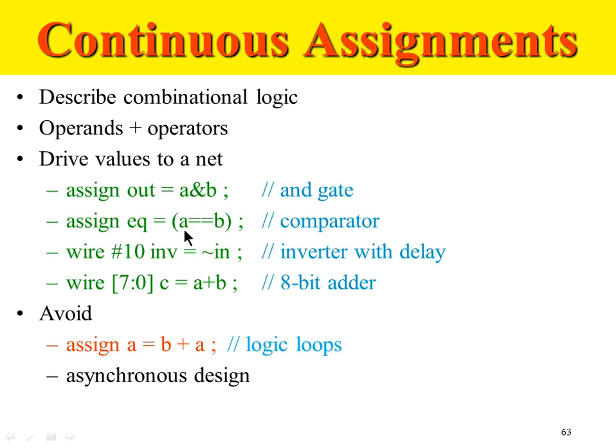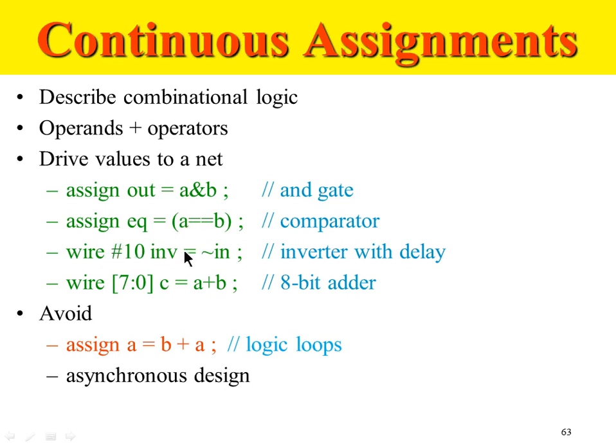Assign EQ is equal to A equal to B. Single equal to is an assignment. Two equal to means it's a comparator. You're checking if A is equal to B. It's an equality operator. If A is equal to B, it will generate a logic 1 and EQ will be 1. If A is not equal to B, it will be logic 0 and EQ will become 0.